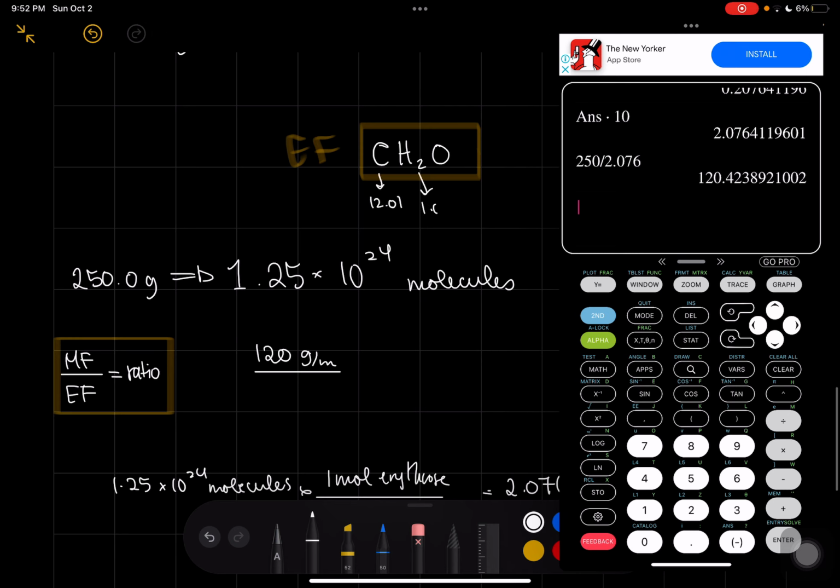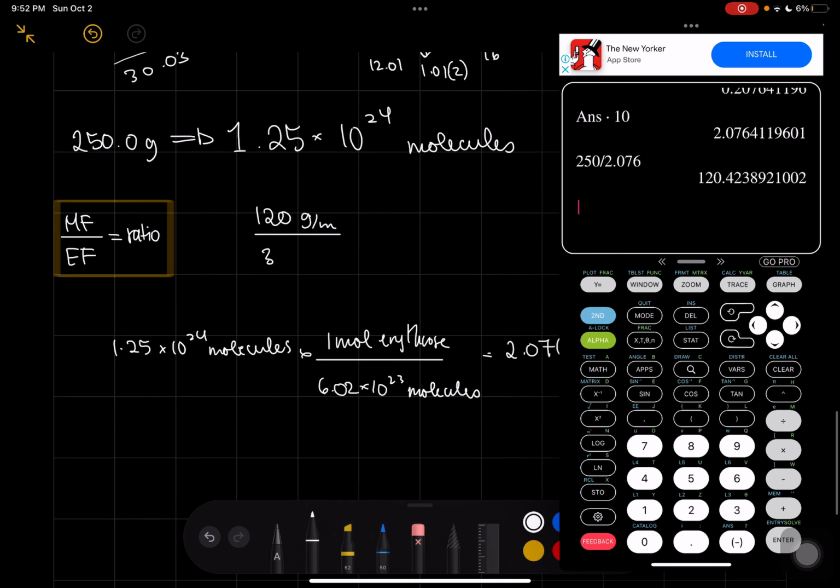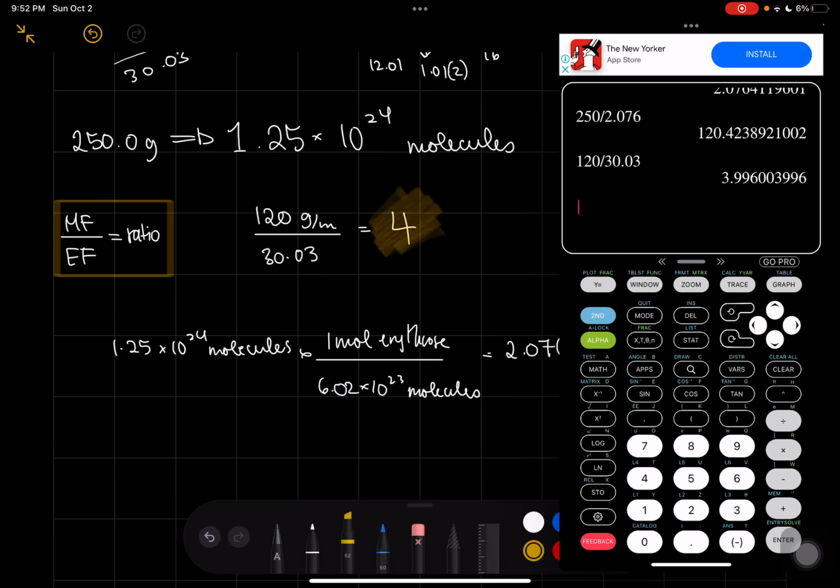12.01, 1.01 times 2, and 16. So let's do that right over here. Plus 16, plus 2.02, that's 30.03 grams per mole. So we'll do 120 divided by 30.03. We're going to get 4. So that means our ratio is 4.